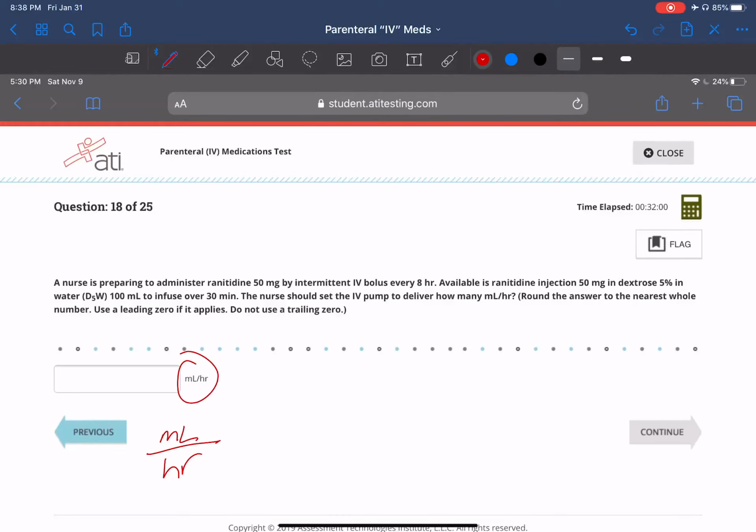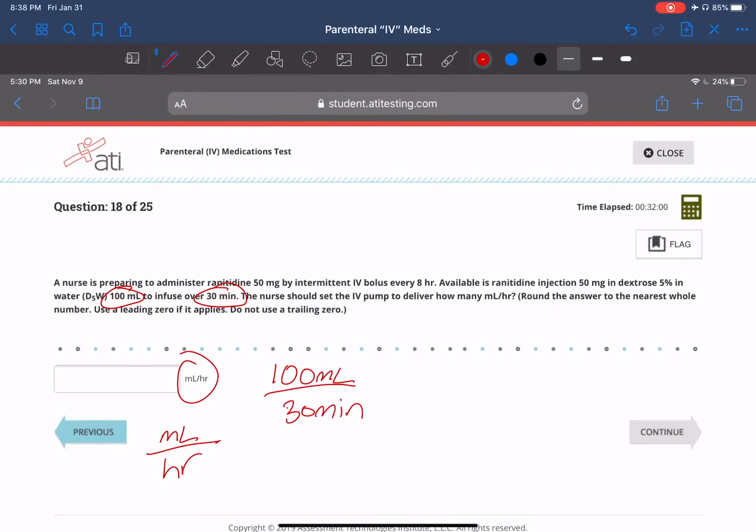All right, so let's go ahead and find the ml in the problem. We have 100 ml to infuse over 30 minutes. This one is super easy. So we have 100 ml. They already have it in ml over time for us. 100 over 30 minutes, but they're asking for in an hour.